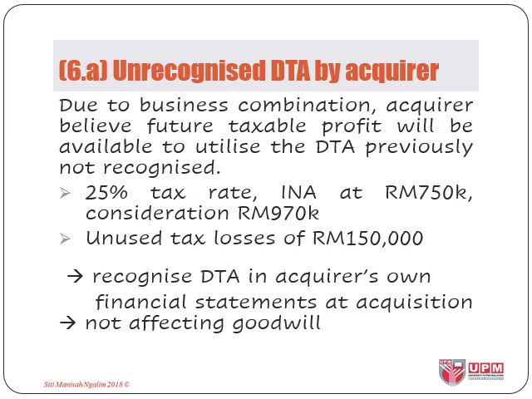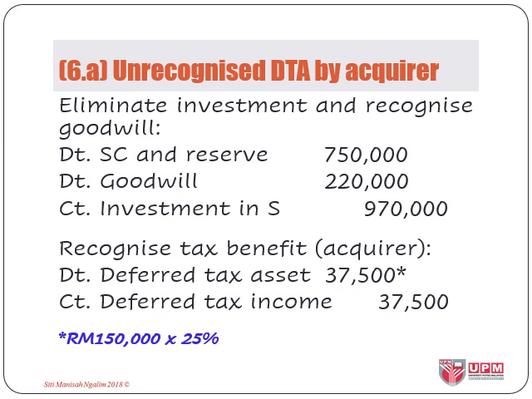Now, since this is in the book of the acquirer and not the acquiree, it will not affect goodwill arising from the business combination. The changes will only be shown in the acquirer's book of accounts. So given in this example, at 25% tax rate, identified net assets of the acquiree at 750,000 and consideration of 970,000 ringgit. Also given is the unused tax losses of the acquirer at 150,000, which results in 37,500 ringgit worth of DTA. Therefore, the goodwill remains at 220,000 ringgit, and in the book of the acquirer, it recognizes the deferred tax asset of 37,500 ringgit.